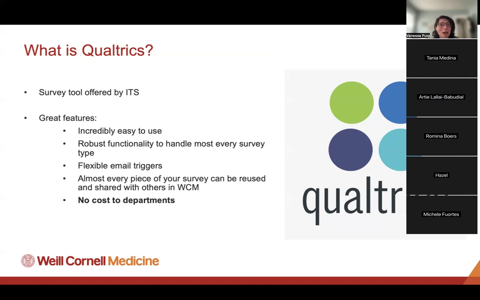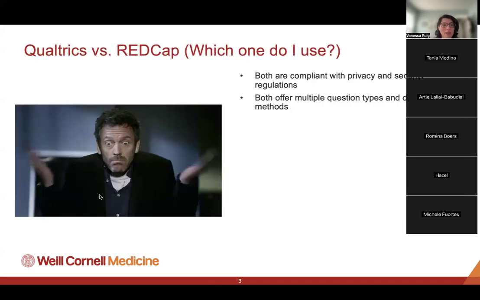You don't need to call ITS and ask for access. You can just go to a URL that I'm going to show you in just a few minutes and log in with your CWID and password, and you have activated your Qualtrics account if you have not done so already.